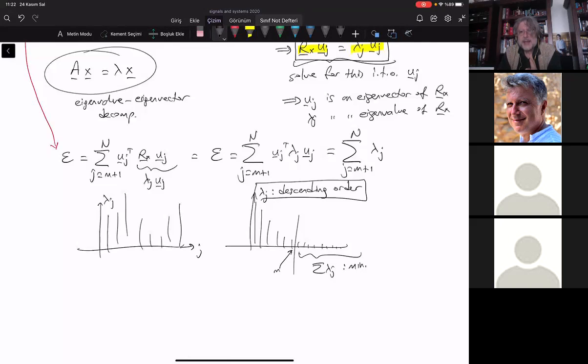So the uj with the largest eigenvalue will be u1, and the uj with the second largest eigenvalue will be u2, etc. It goes on like this, and the uj with the smallest eigenvalue, lambda j, will be the last one, u sub capital N. You will choose it that way. That's how we order the basis vectors, uj's, according to the corresponding eigenvalue. We are sorting them.